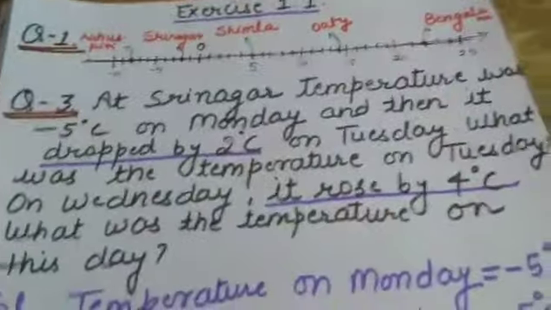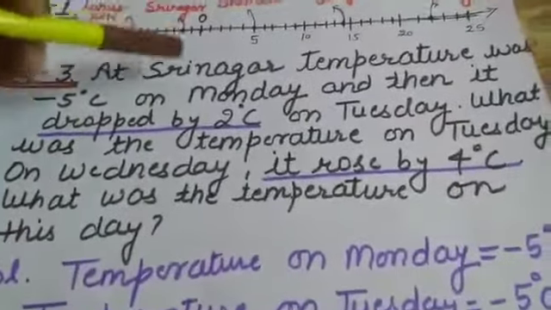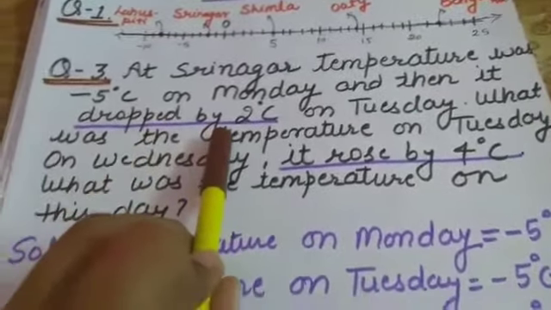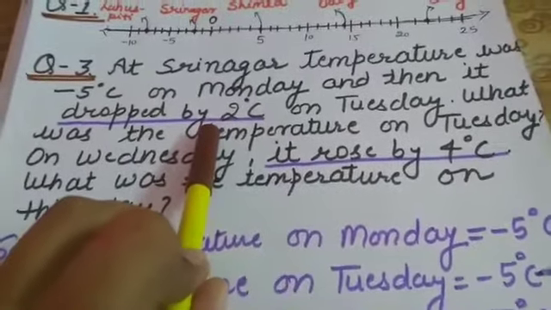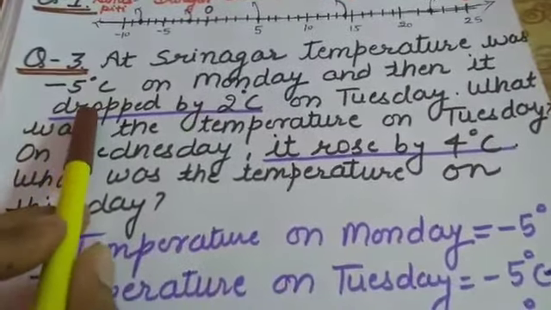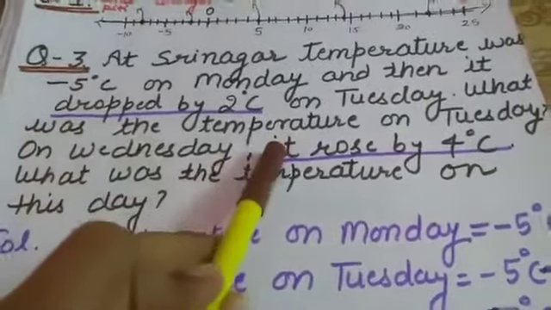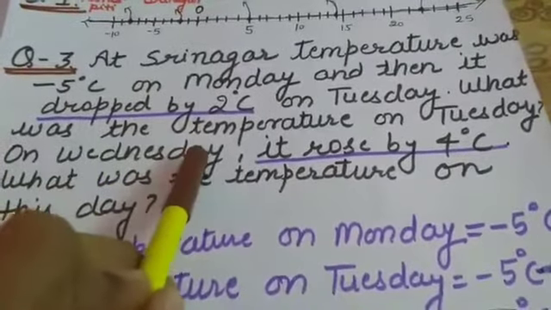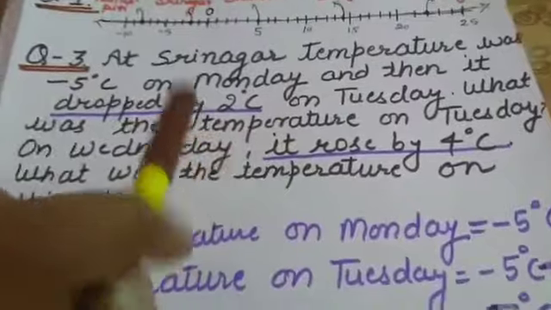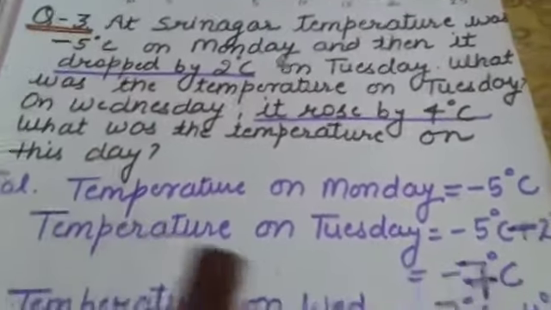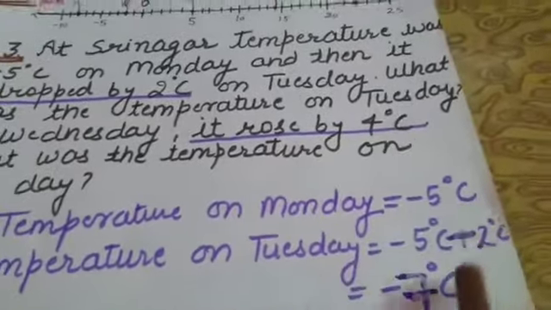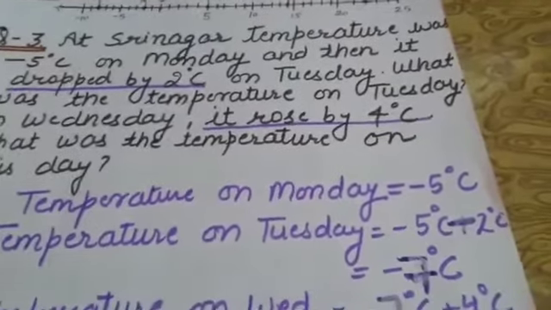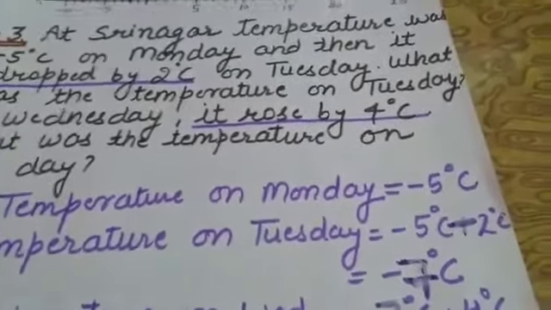Now let us discuss question number 3. At Srinagar, the temperature was minus 5 degrees on Monday and then it dropped by 2 degrees on Tuesday. The question is asking what the temperature was on Tuesday. Let us solve the first part first. The temperature on Monday is given as minus 5 degrees Celsius. On the next day, it decreases by 2 degrees. Decreases means it reduces, so we have to subtract.